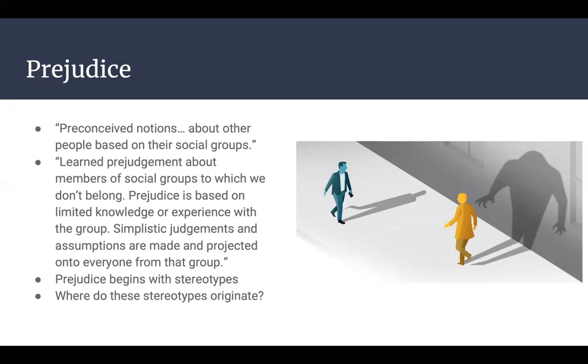Prejudice is based on limited knowledge or experience with the group. Simplistic judgments and assumptions are made and projected onto everyone from that group. So let's go with the example that I just gave on immigrants at the border, right? So even let's focus on the youth. So we learned something about this group, right? Because of our prejudgment, we learned it from somewhere.